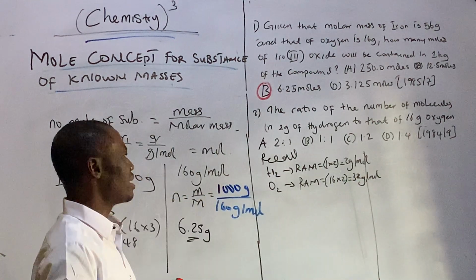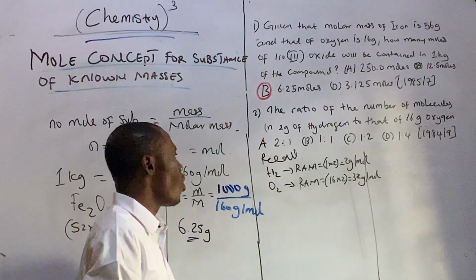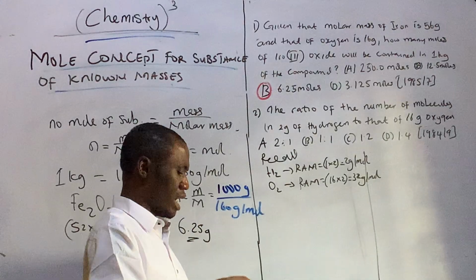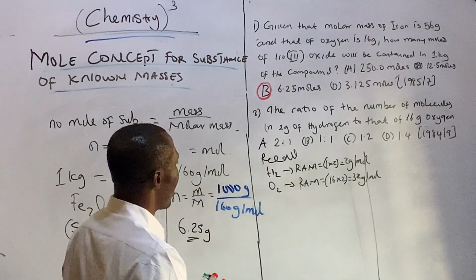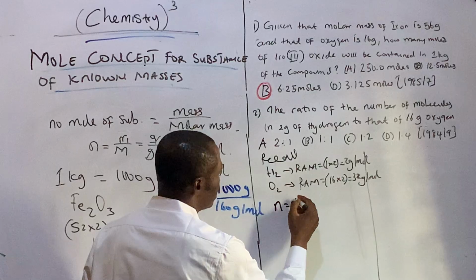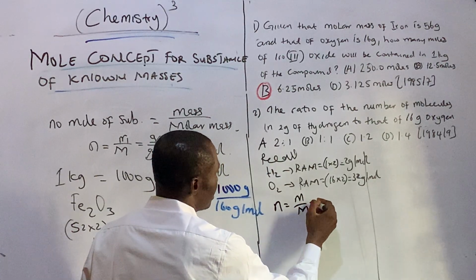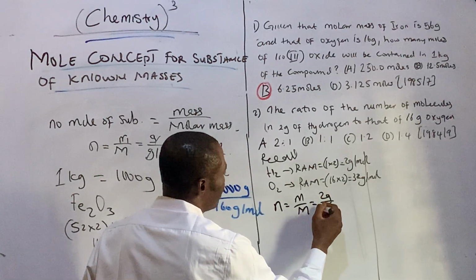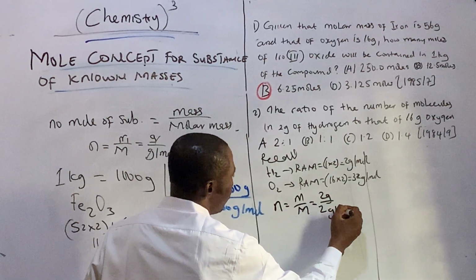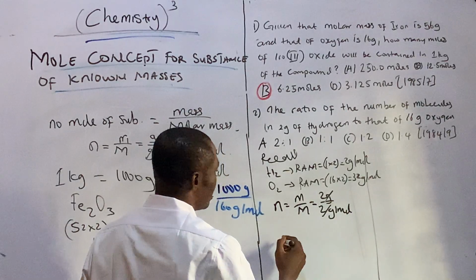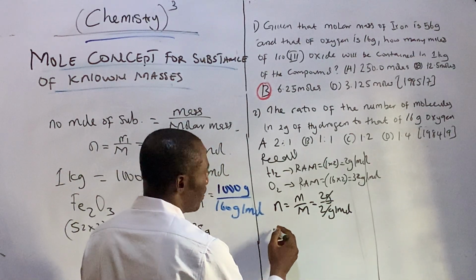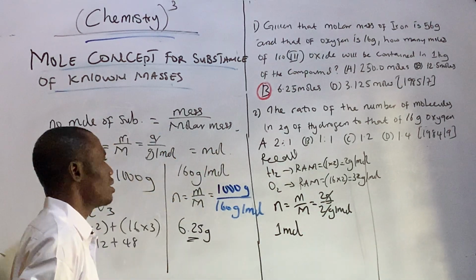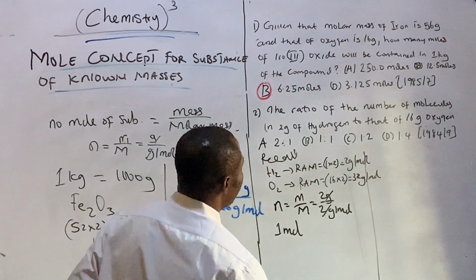If I've understood that, I now need to find the number of mole of hydrogen and the number of mole of oxygen. To find the number of mole for hydrogen, number of mole is equal to mass over the molar mass. What's the mass of hydrogen given? It's given to me as 2 grams divided by 2 grams per mole. This will cancel this, so my answer will become 1 mole of hydrogen.